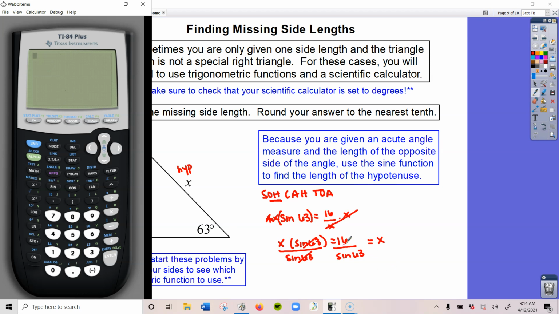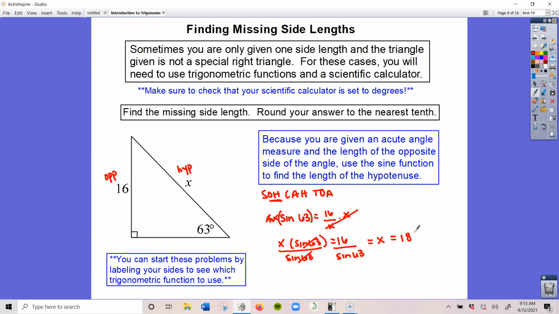Now I'm going to set up this equation. We have 16 divided by the sine, and then it's going to open a parentheses, and you have to place your angle, which is 63. And this would be my answer, 17.957, etc., which I'm going to round to the nearest tenth. If I round to the nearest tenth, it would be 18. And this is my answer.